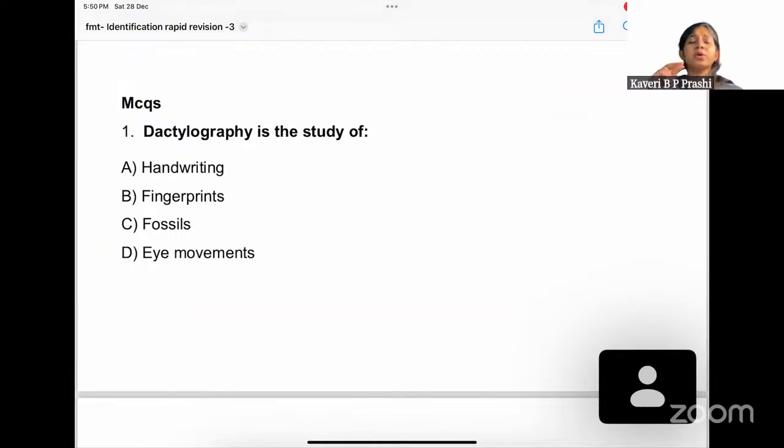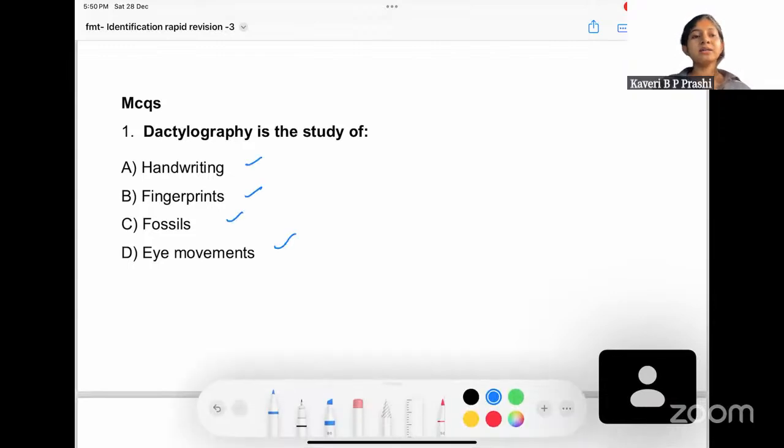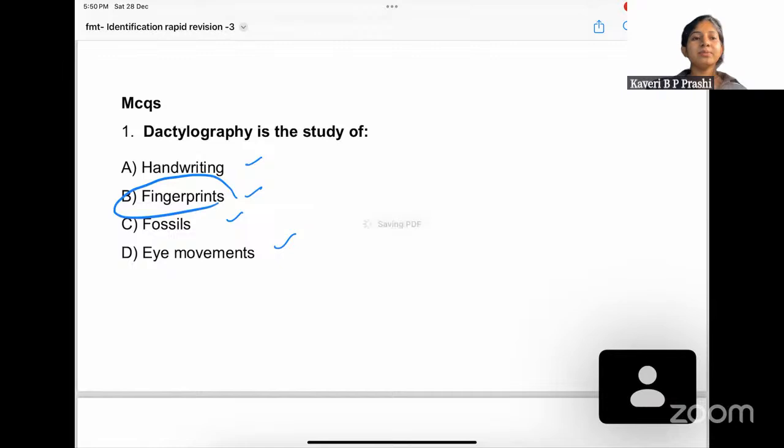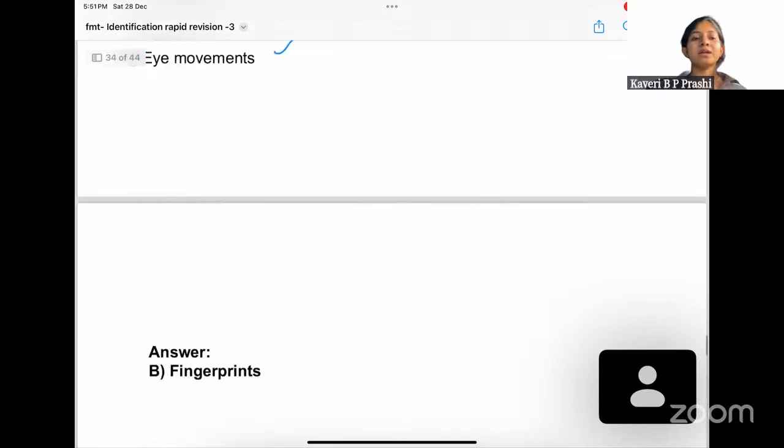So I want all of you to give me the answer, okay? Number one question, dactylography is a study of what? We have discussed. Let's see the options: handwriting, fingerprint, fossil, eye movement. What is the answer? The answer is obviously option number B, fingerprints. The study of fingerprints is called dactylography.